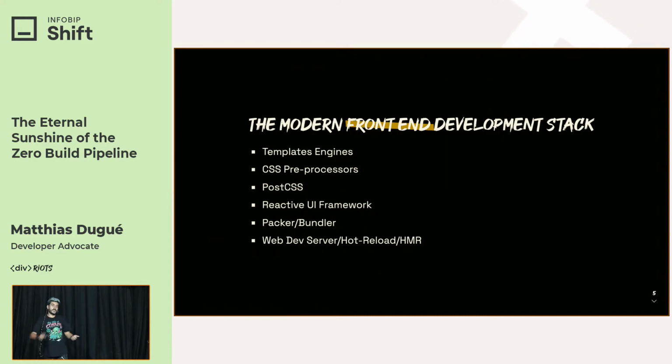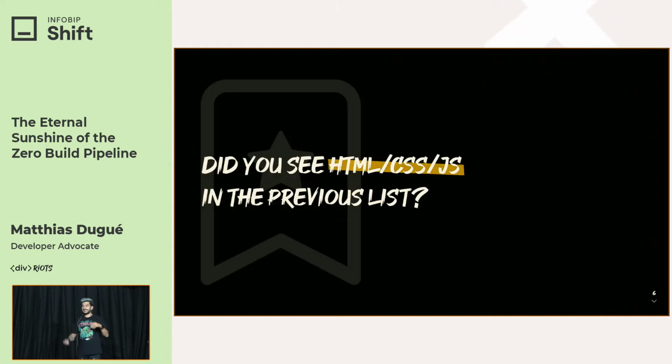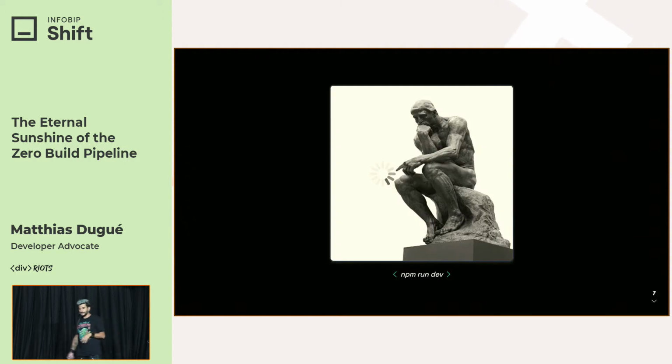Why? Because we are now using template engines, we are using preprocessors and post-processors in CSS. We are using a reactive framework like React or Vue or Svelte or whatever you want. We have some packers and some bundlers. We have some dev tools with hot reloading and so on and so on and so on. And this stack is more and more complex. But you didn't see HTML and CSS and JavaScript in those lists because we are not using them right now. This is not the same thing developing today than developing 30 years ago.